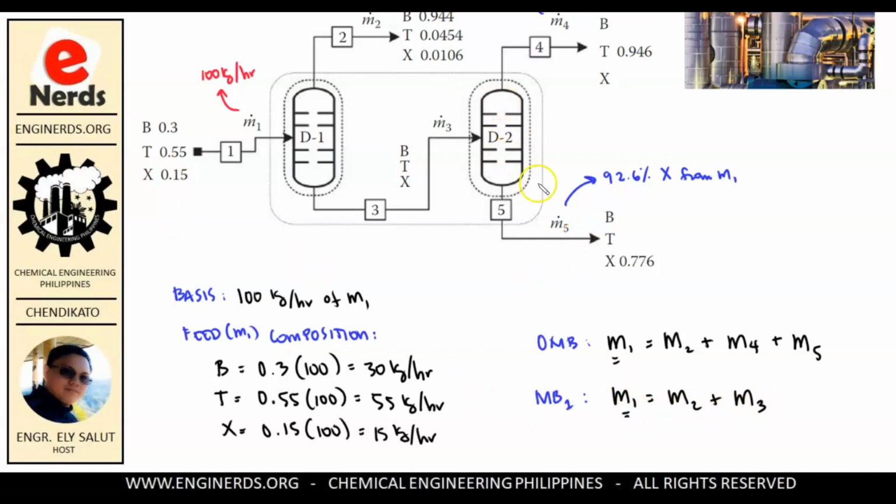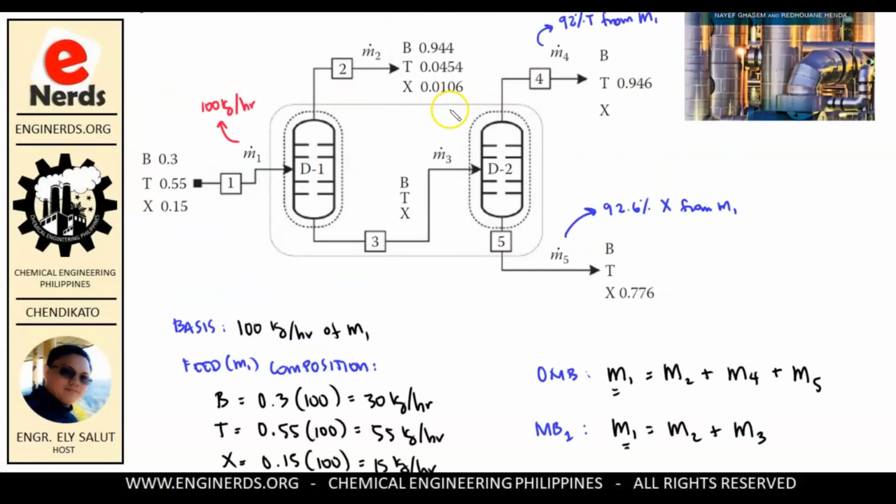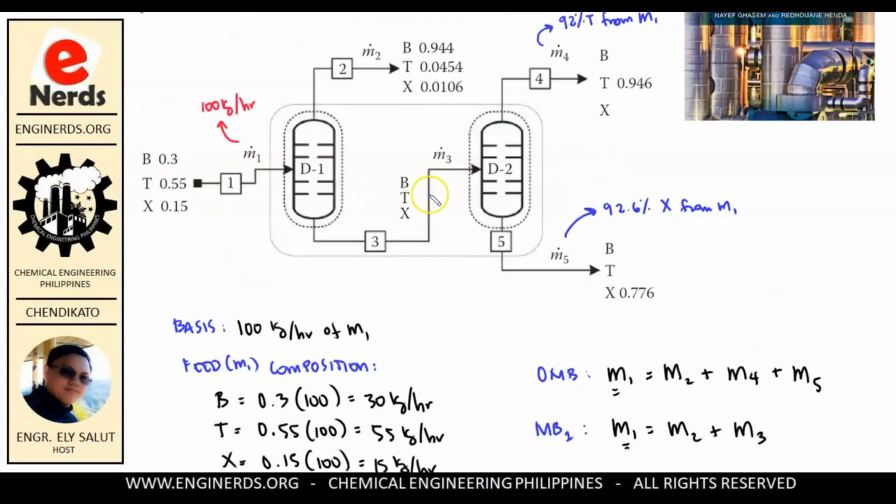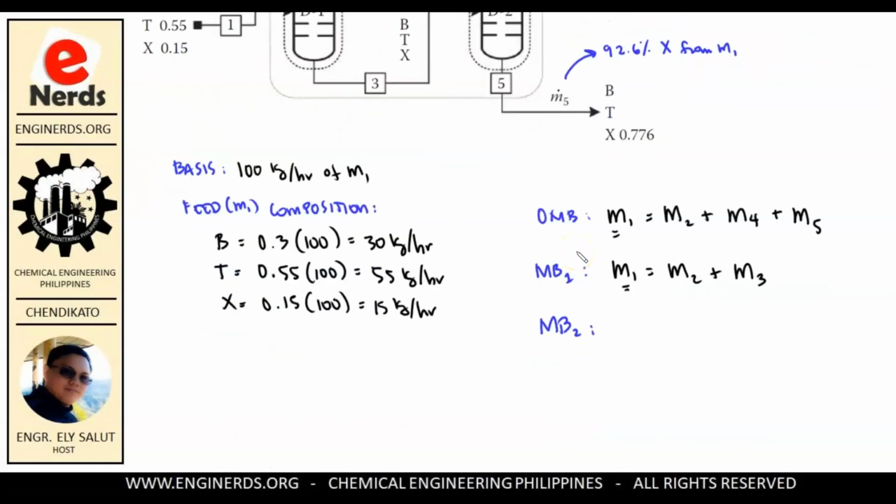So, now, let us have our material balance dito sa ating second unit. So, what is coming in? Our M3 is coming in, M4 and M5 are leaving. So, we have M3 is equal to M4 plus M5. On this material balance, as we can see, everything is unknown. Hindi natin alam yung value ng M3, M4, and M5.